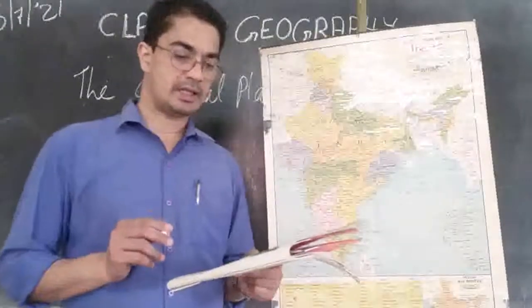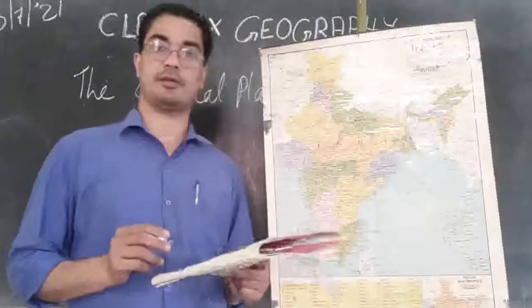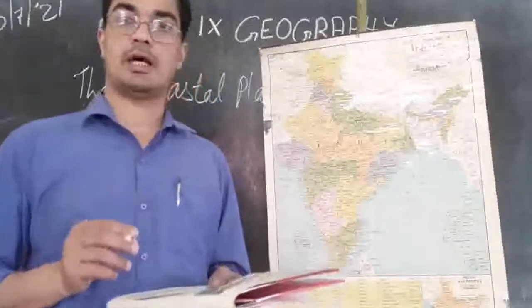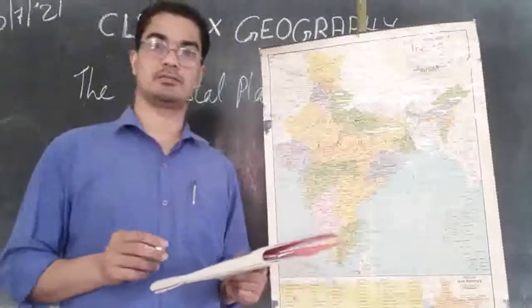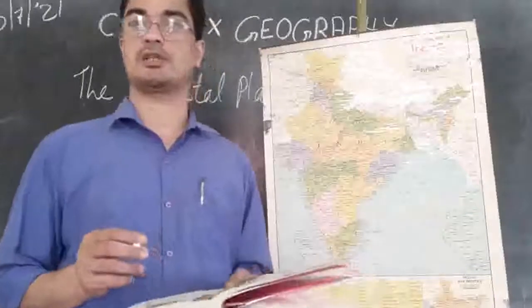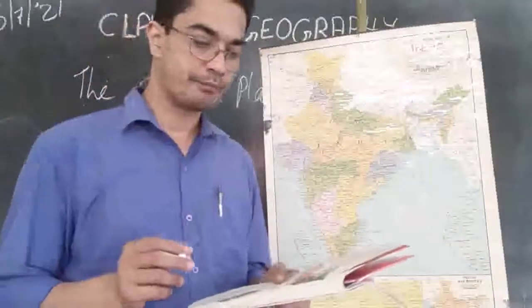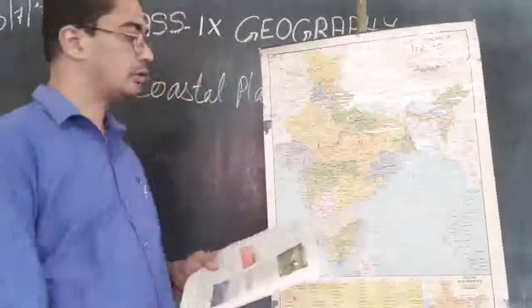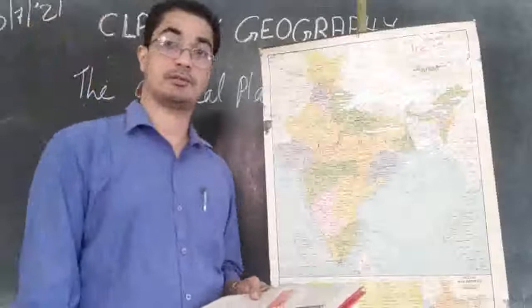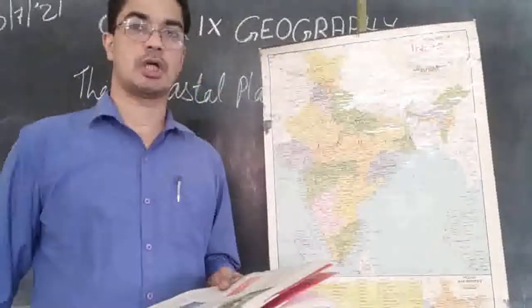The Chilica Lake is the largest saltwater lake in India. You can underline that. What is the name of the largest saltwater lake in India? It is Chilica. It lies in the state of Odisha. Before it was known as Orissa, but now the state name is Odisha.